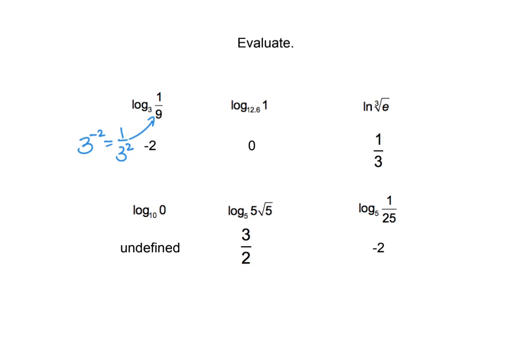This next one, ln of the cube root of e. Remember, ln is log base e. So this is log base e of e to the 1/3 power. Remember, the cube root can be written with a fractional exponent. So using our property that says log base e of e to the 1/3, I get 1/3. Looking at this, what exponent do I need to put on e in order to get e to the 3rd? That's 1/3.